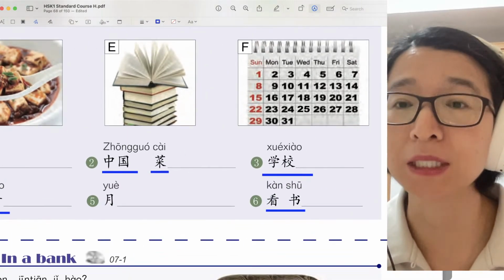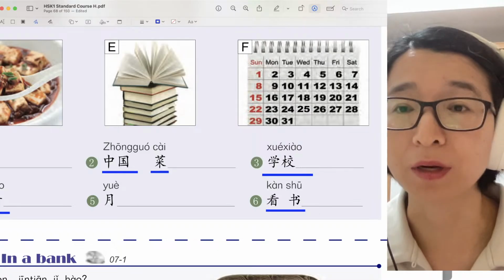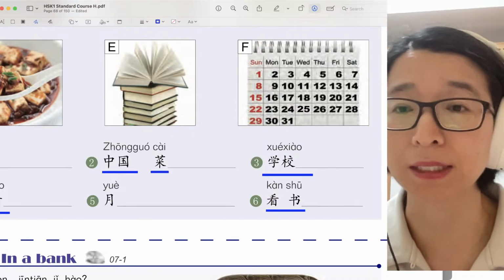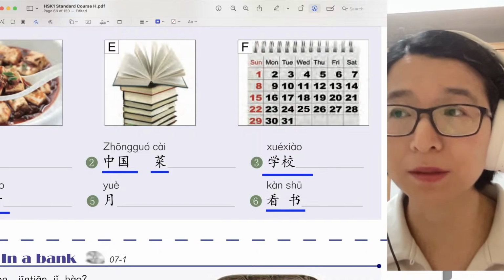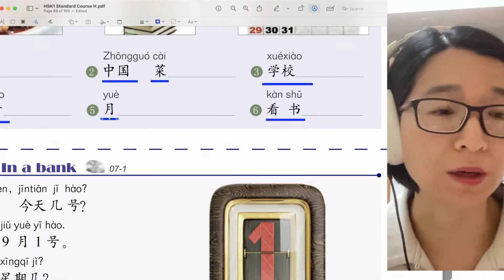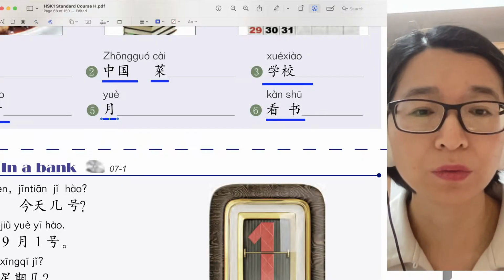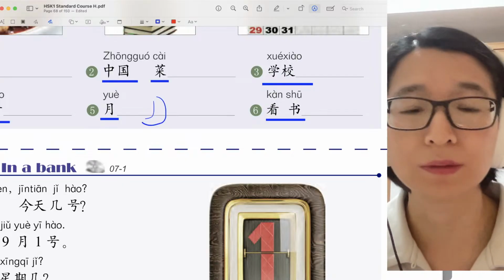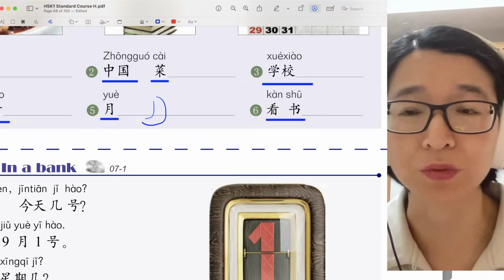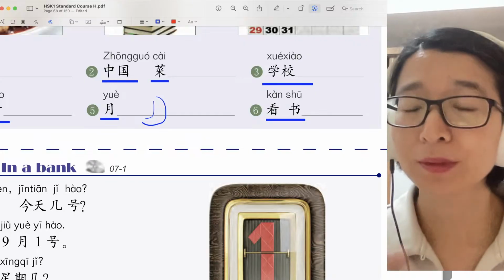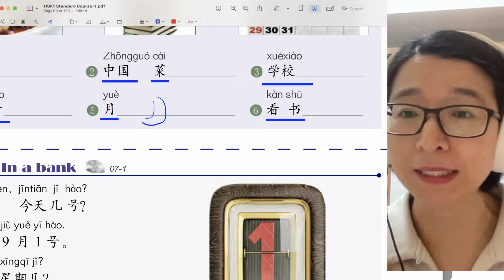Okay, picture F. What is it? 这是什么? From date 1 to date 31, that is the dates of a whole month. So we say 月. What does 月 mean? Actually, it means moon. See what I draw? Does it look like the moon? I hope so. So 月 initially means moon.